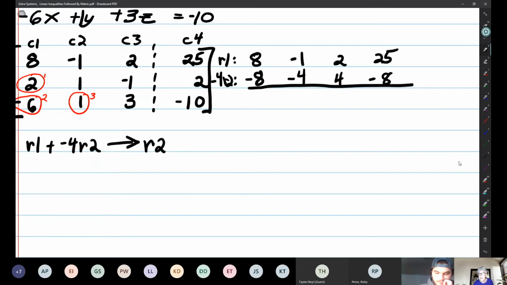Okay, I'll add vertically now. 8 plus -8 is the same thing as 8 minus 8, and it's 0. -1 plus -4 is -5. 2 plus 4 is 6. And 25 plus -8 is the same thing as 25 minus 8, and that's going to be 17. Now this is going to be my new row 2, and here's how that works.